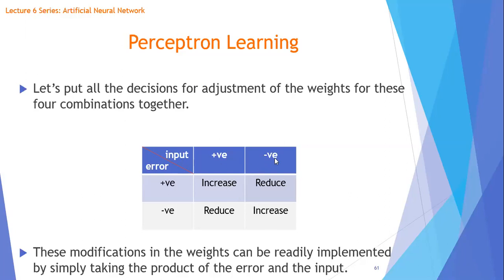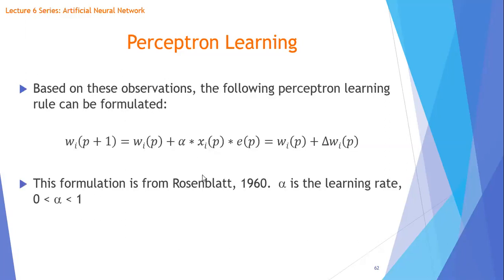Similarly here, if your input was negative and your error was positive, we said reduce. So if you take a negative times a positive, you're going to get a negative sign, meaning you're reducing the weight. Similarly, if you take a positive input multiplied by a negative error, we get reduced. So we are simply summarizing all this analysis by saying, if we take the product of error with input, we're going to get the change we want. So this is what Rosenblatt has proposed. If we take the product of input and its error, we get this one.